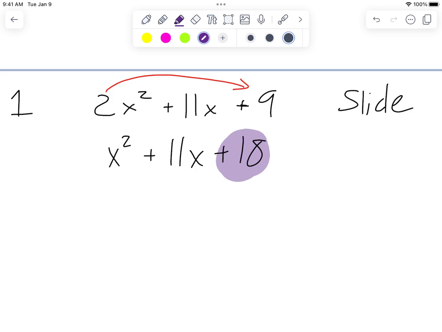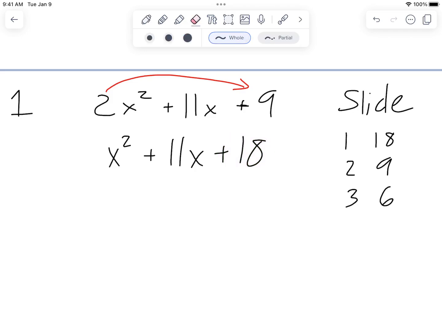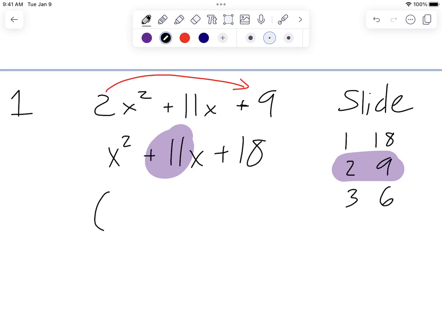Now we can factor it the way we did in the previous lesson, which is to look for first numbers that multiply to 18, which those would be numbers like 1 and 18, 2 and 9, 3 and 6. Now that we've got those written out, which of those are going to add to 11? The 2 and the 9. So that's going to make factors of x plus 2 and x plus 9.